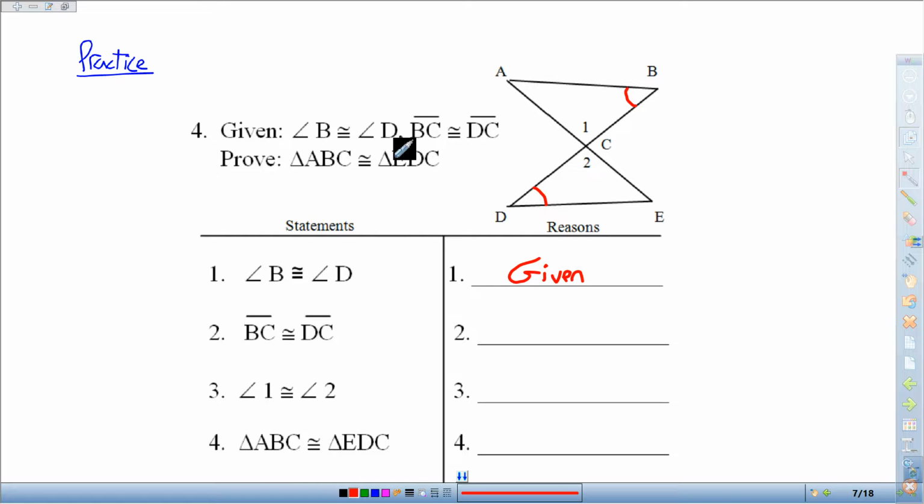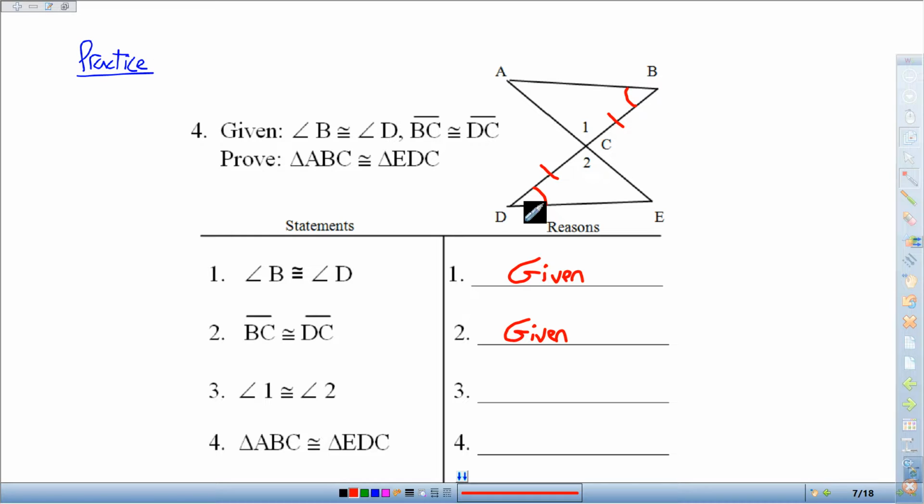Okay, next thing, segment or side BC is congruent to segment DC. So BC is congruent to DC. Why do we know that? It's been given. All right, let's go ahead and show it. Here's side length BC. Here's side length DC. That's all we've been told.